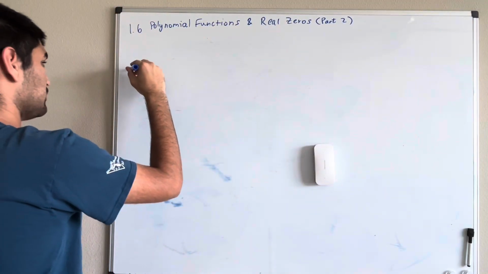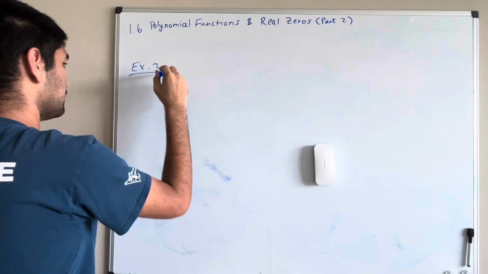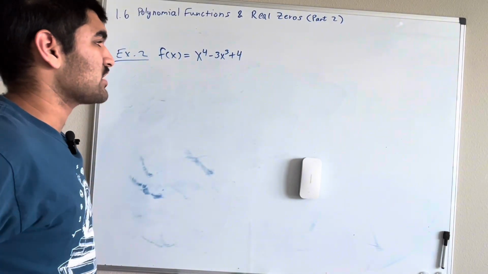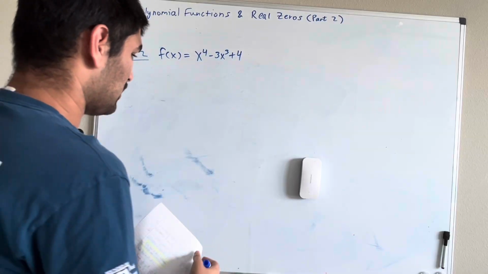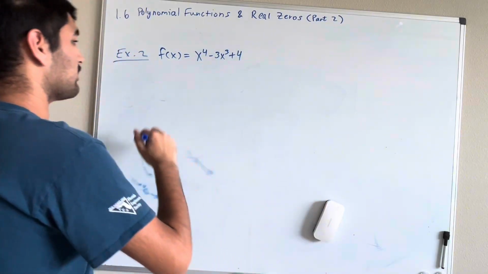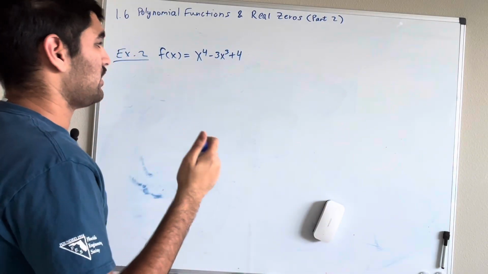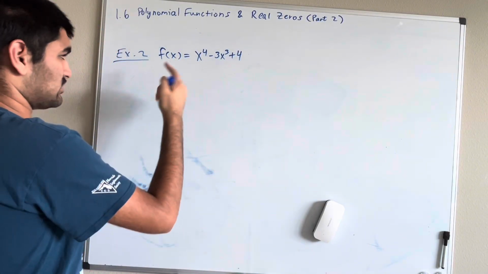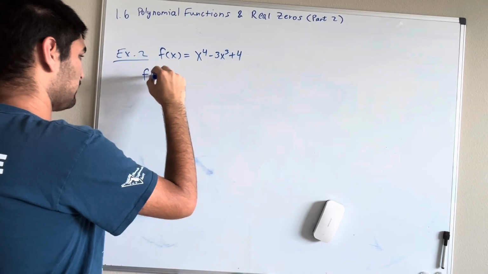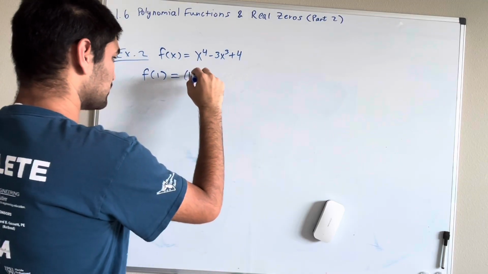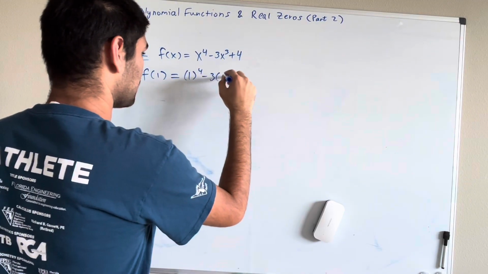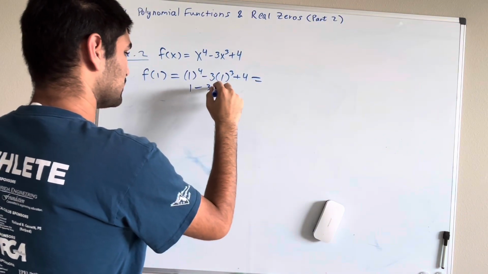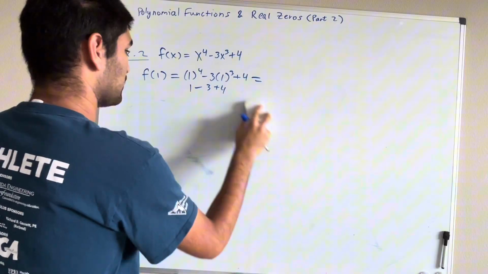So let's do another example. Okay, so let's say we have f of x equals x to the 4th minus 3x cubed plus 4. Okay, so same thing, right? So first we have to find an interval in which the 0 lies, and we can do that using intermediate value theorem. So let's just test points. So let's just test f of 1 again. And you get 1 to the 4th minus 3 times 1 cubed plus 4. And this gives us 1 minus 3 plus 4. That will give us a positive number.